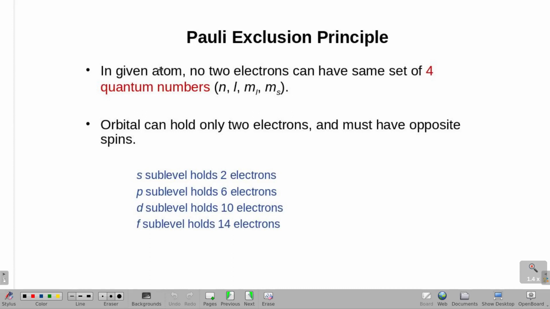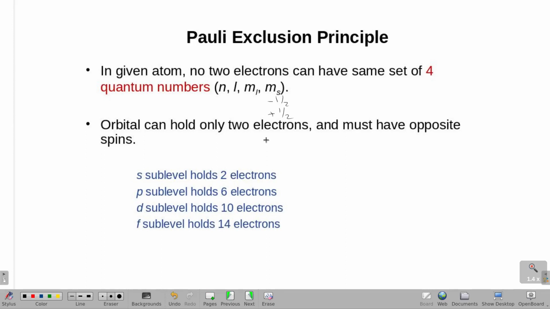It turns out that M sub S can actually help us out. There's only 2 possible answers for an M sub S. It's either -1/2 or +1/2. Now, the halves were actually set up to make this math work out later on. We're actually just seeing positive and negative.